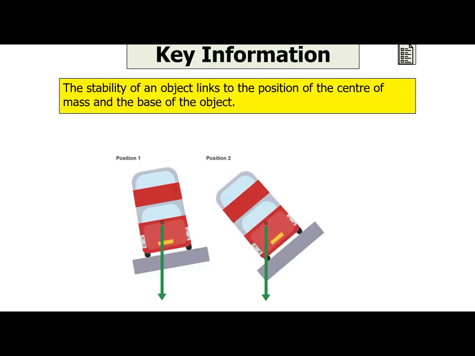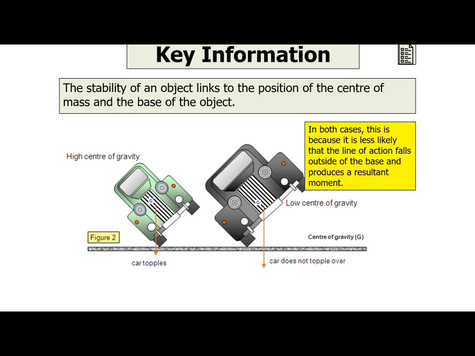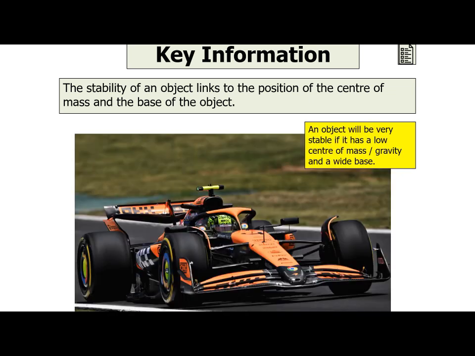So the stability of an object links to the position of the centre of mass and the base of the object. The lower the centre of mass or the centre of gravity, the more stable an object will be. And the wider the base of an object, the more stable the object will be. In both cases, this is because it is less likely that the line of action falls outside of the base and produces a resultant moment. So an object will be very stable if it has a low centre of mass or gravity and a wide base, and this is used in many designs such as racing cars.